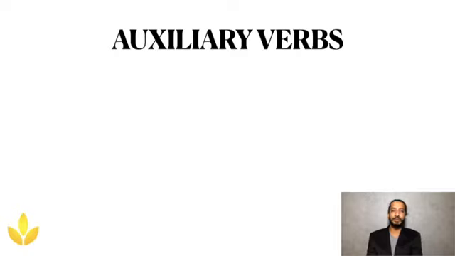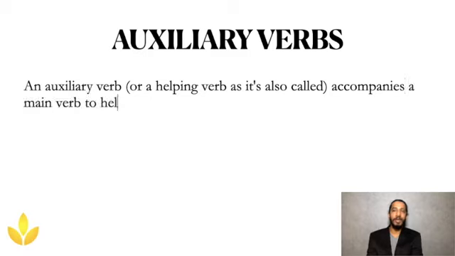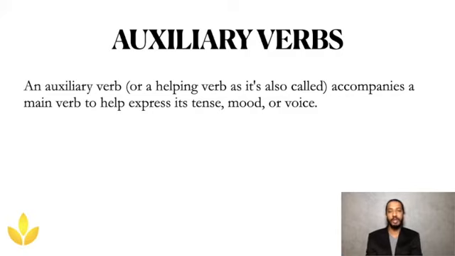Now that you know what verbs are, let's have a look at auxiliary verbs. An auxiliary verb, also called a helping verb, accompanies a main verb to help express its tense, whether it's in the past, present, or future, and the mood or the voice it is in, that is the active voice or the passive voice. So here are some examples of auxiliary verbs.